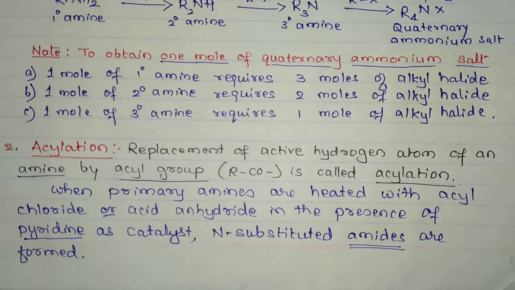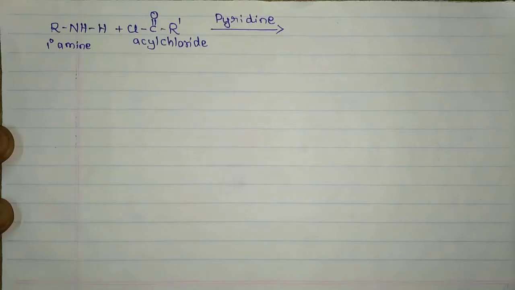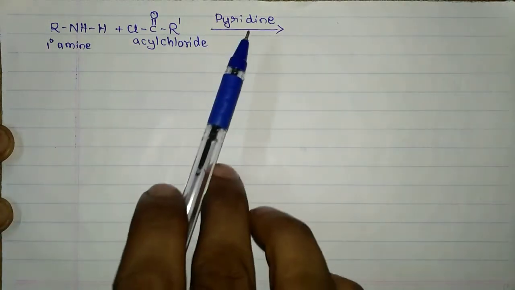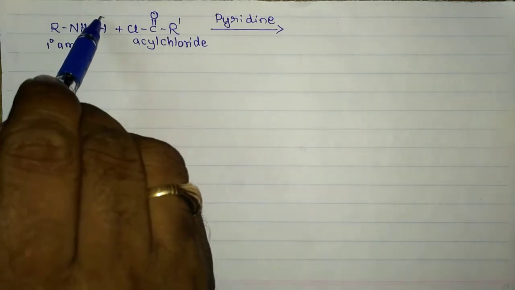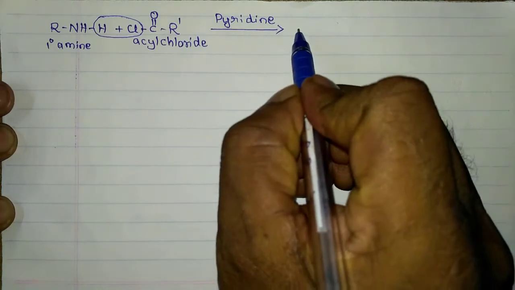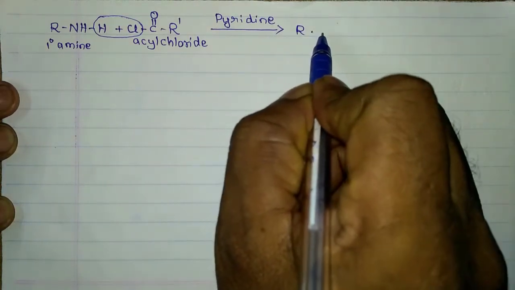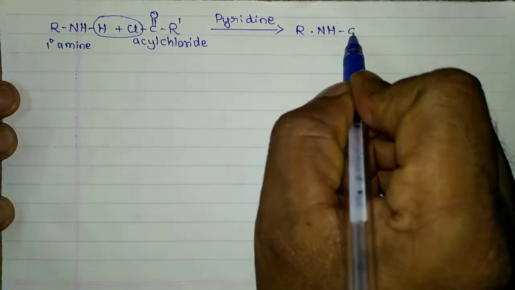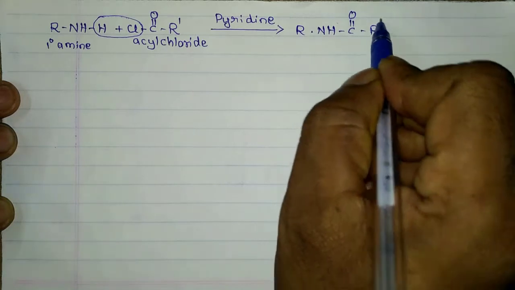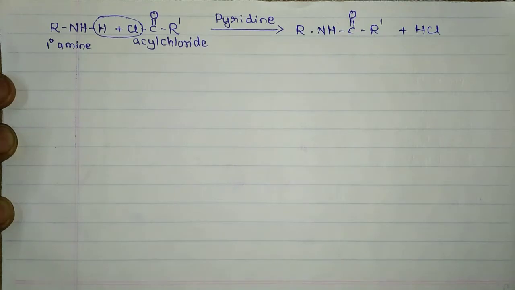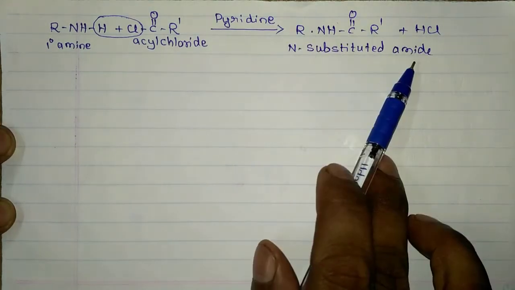Now we'll discuss the reactions. When primary amine reacts with acyl chloride in the presence of pyridine catalyst, a molecule of HCl is eliminated. You are going to get RNHCOR', plus HCl. This is an N-substituted amide.